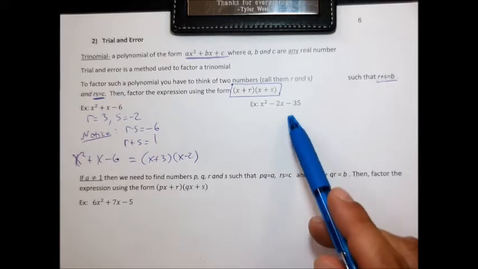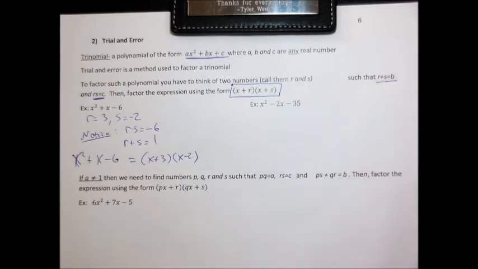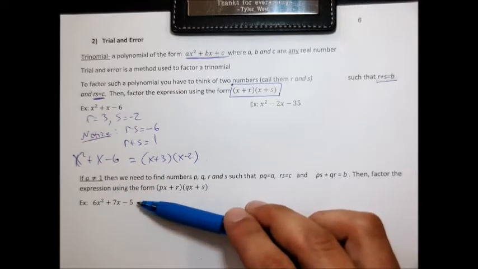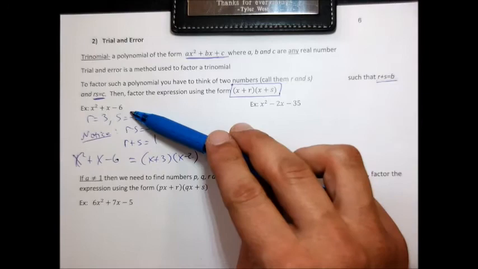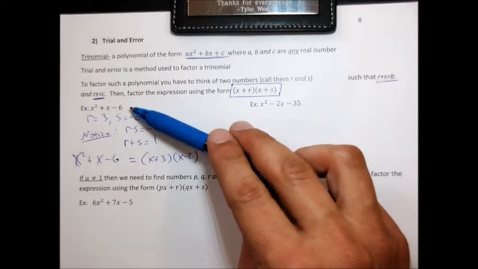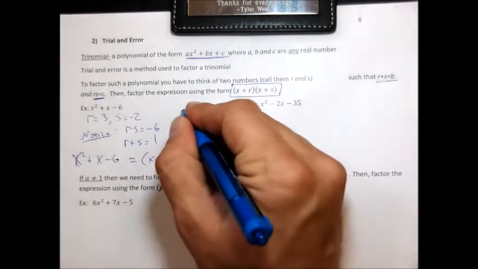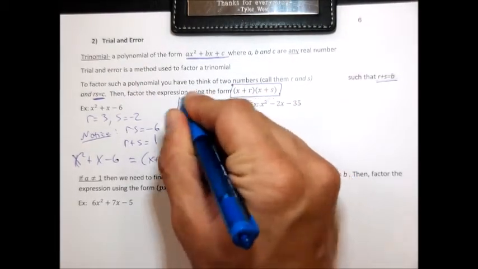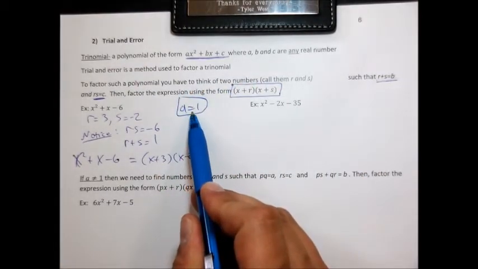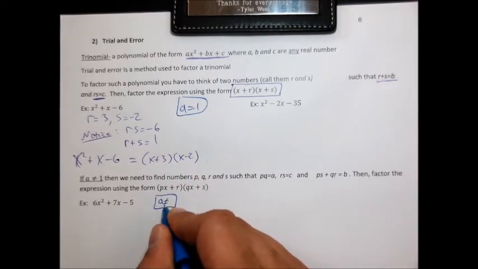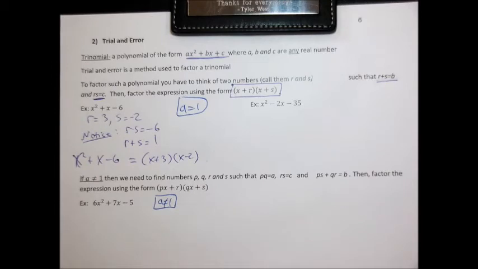I'm going to leave this other one for a moment and let you try it in a second. But let's look at the other one first. What makes this bottom one more challenging than the first one? The coefficient of the x squared. Yeah, the 6 in front of the x squared. In the first one, our leading coefficient was a equals 1, and in the second one, a is not 1. It's 6. And that makes it more challenging.